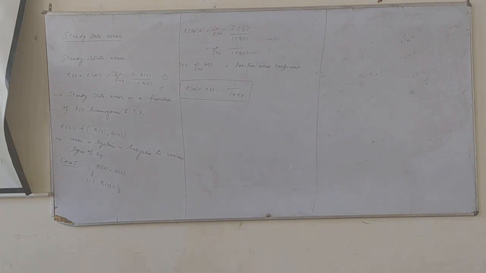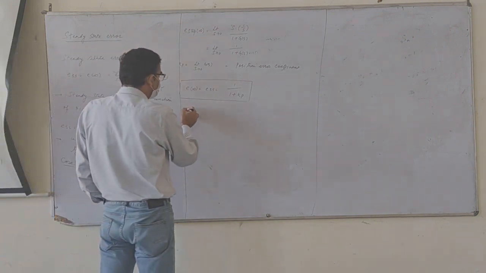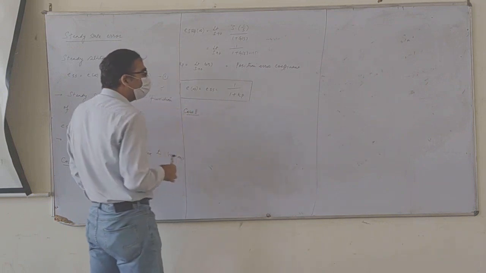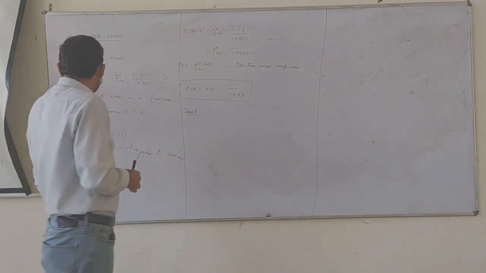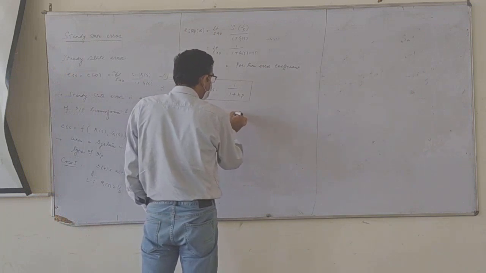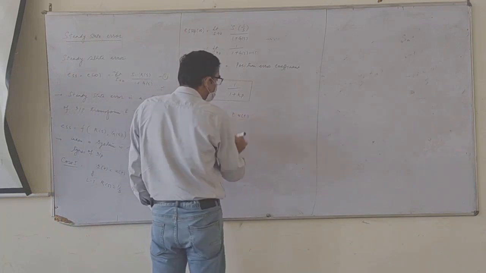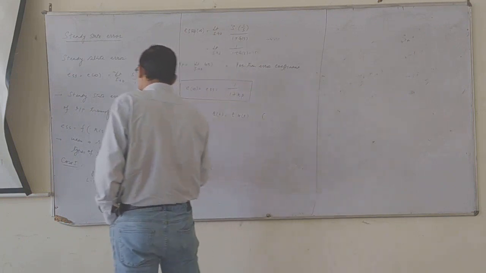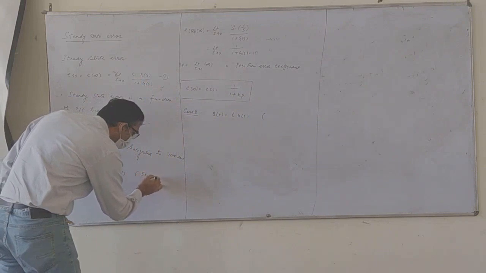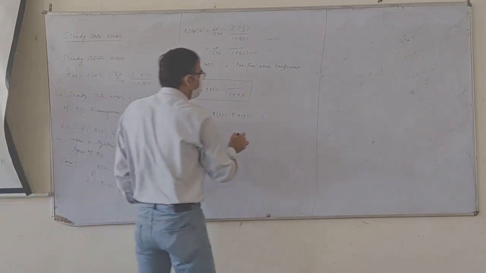Next, case number 2, is when R of t is equal to t times U of t. We also call the previous one a step input, and this is called a ramp input.